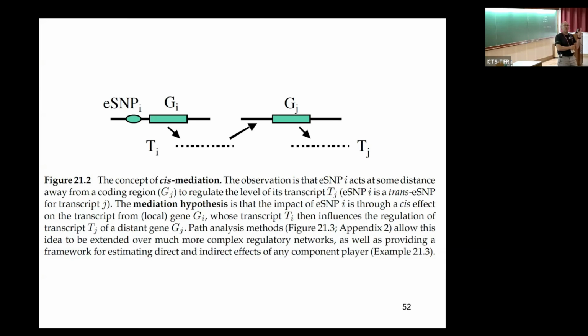One of the breakthroughs that came is that people thought, what if you have what's called mediation? So SNP I is a cis eQTL that affects the transcript of the gene it's adjacent to, and that transcript then affects the transcript of gene J. So instead of looking for trans, the idea is you search among those that show eSNPs and use those then to search for trans.